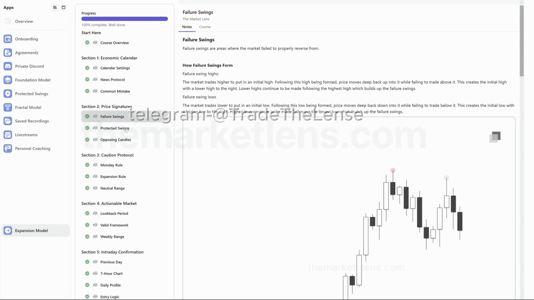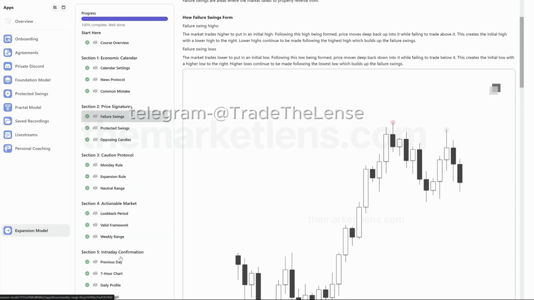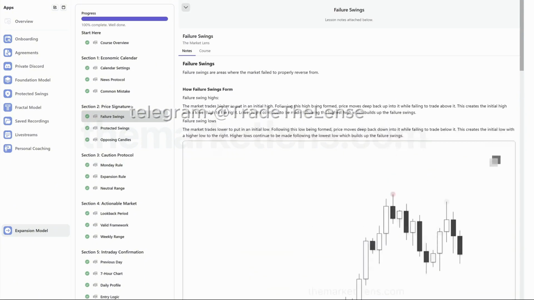This here is not really an actionable step in the model. These are just things in the charts that we have to understand because they come up again in other parts of this model here. So these are just the basis of certain price concepts, which most of you, I'm sure, already understand. But again, just like the economic calendar, I'm going to walk through it. So failure swings, that's the first thing.